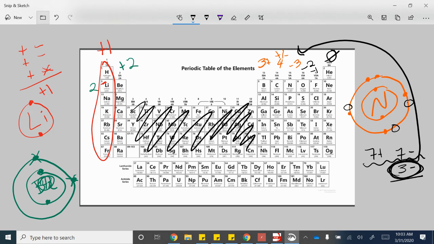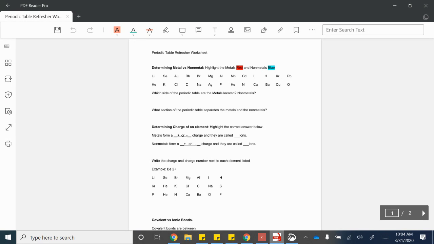So there might be a few trick questions in your worksheet saying like, who would neon form a bond with, or what would its charge be? And it wouldn't form a bond. It's not going to form a bond. Okay, cool. So let's go back to this worksheet.